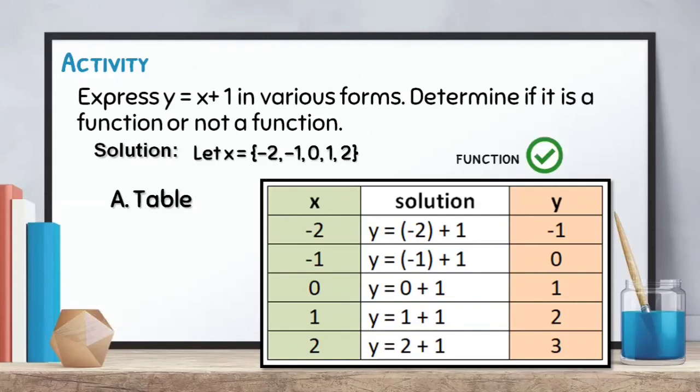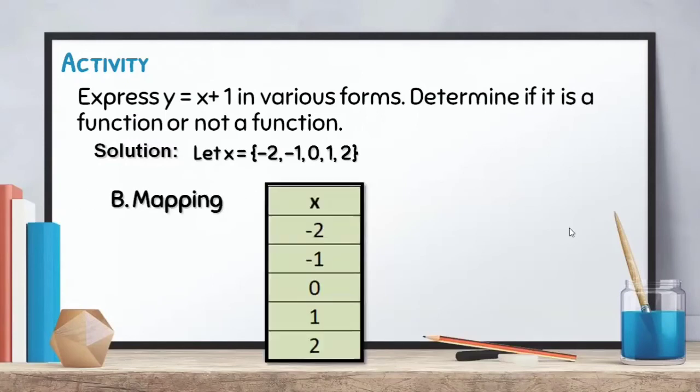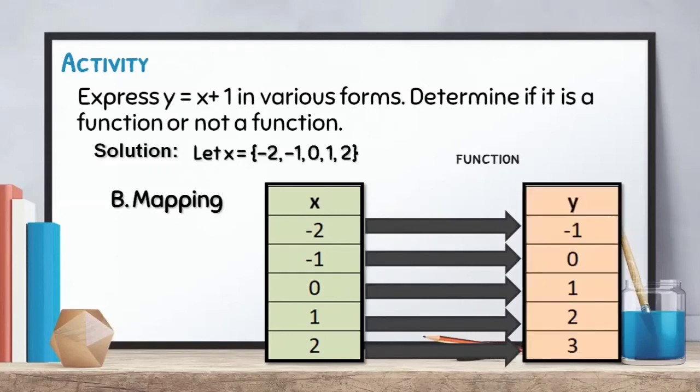Definitely it is a function because for every x value, we have one y value. Okay. This time, we're going to map. All right. So we're going to take all the values of our x from the previous slide. And of course, we're going to map them to their corresponding value in our y. All right. So we have here -2 mapped to -1, -1 mapped to 0, and so on. Is this a function or not a function? Yes, of course, it is a function because this is a one-to-one relation.